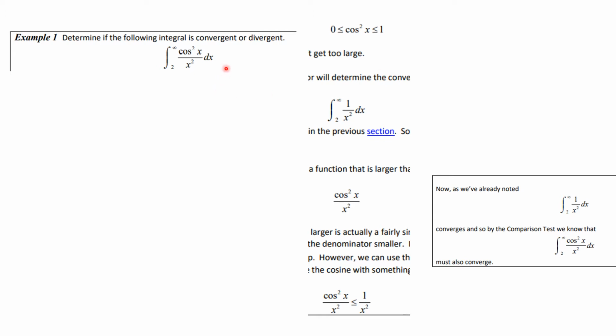Okay, here's the statement of the problem. Now, one thing you should know is that cosine squared of x is always between 0 and 1, always. And so we're going to compare it against this integral, which goes from 2 to infinity, 1 over x squared dx. Now we had a theorem about this, and we know that this does converge. And so that means that since the cosine squared of x over x squared is less than or equal to this, then our original integral is less than this. And so by the comparison test, we know that this integral, the problem, also converges.